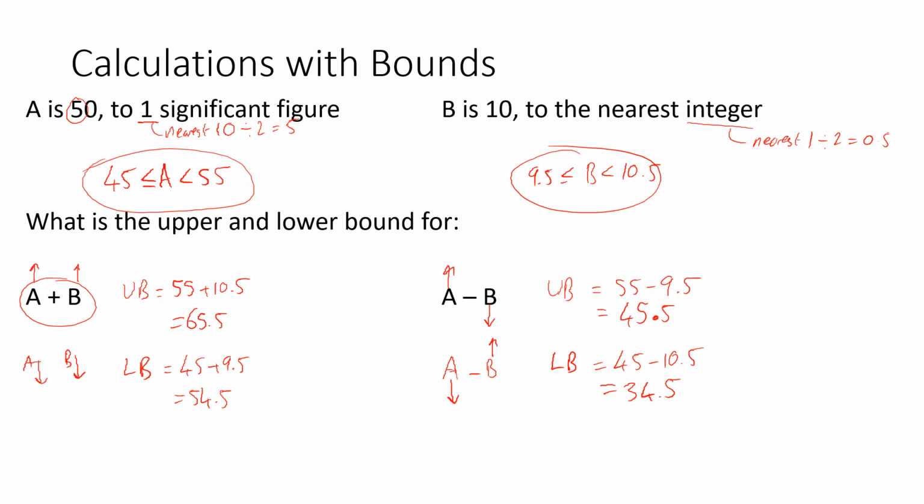Now you could be asked to put this as an error interval. If you were going to do something like that, we'd have 54.5 ≤ a + b < 65.5, and for the second one we'd have 34.5 ≤ a - b < 45.5.